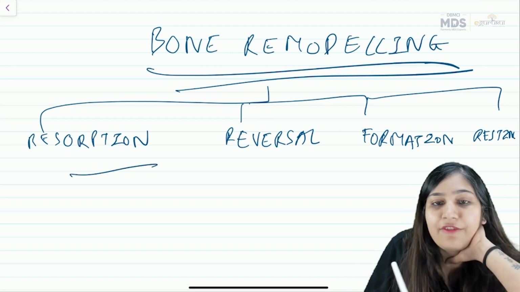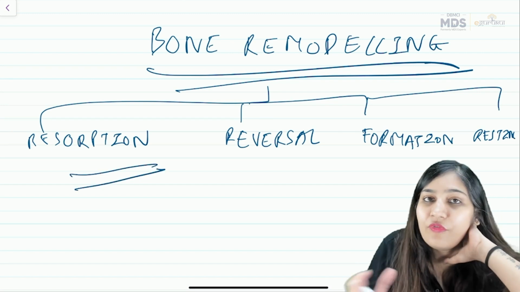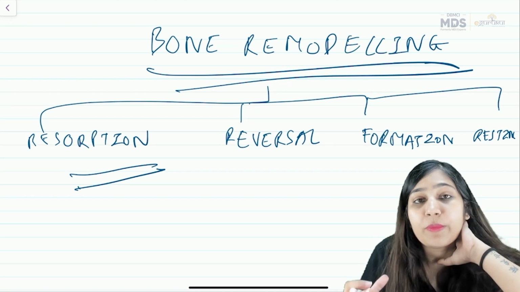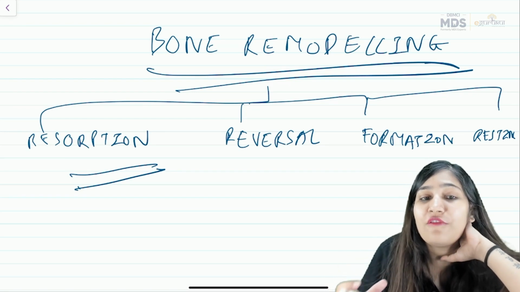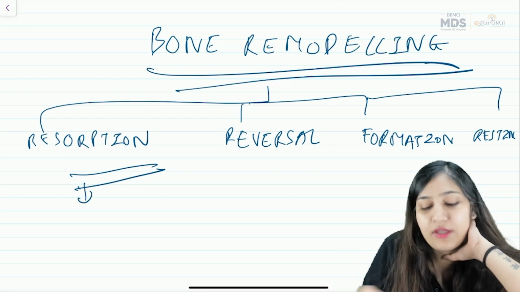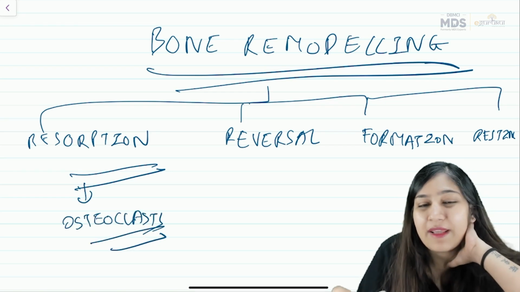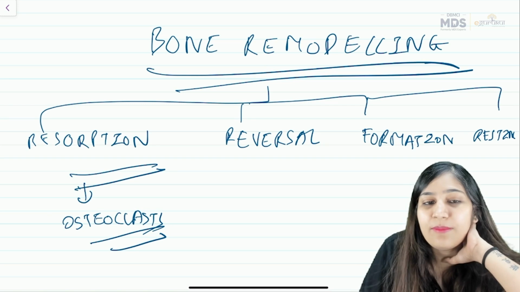From the word itself, resorption, we can see which cells will be involved? Osteoclast. So here in resorption, there will be recruitment, migration, activation of osteoclast causing bone resorption.